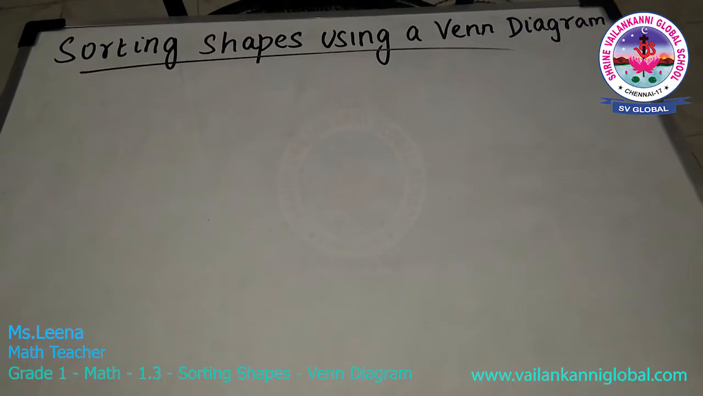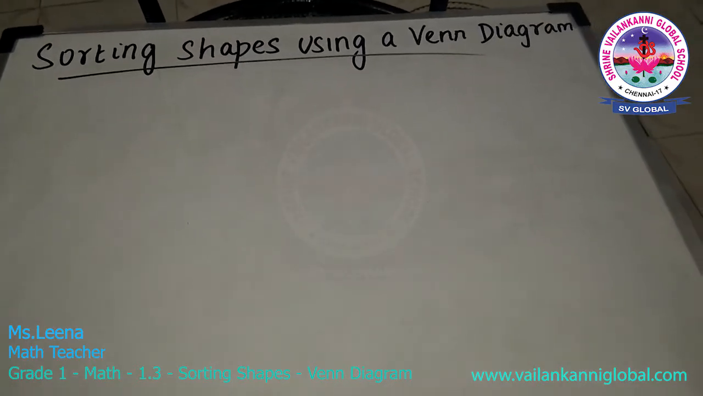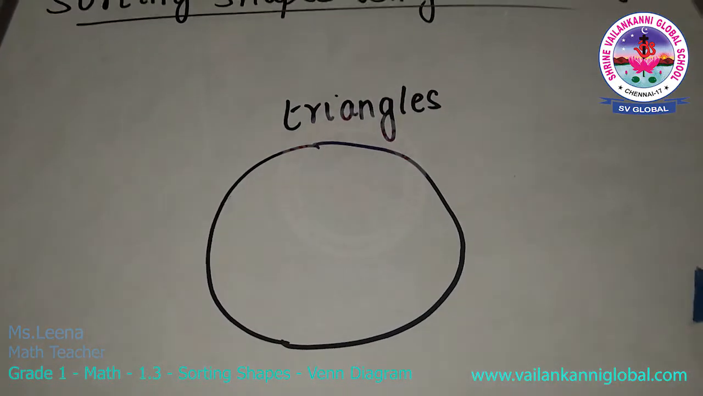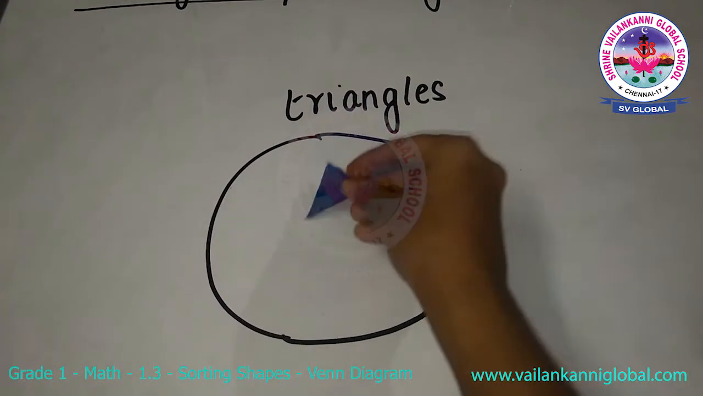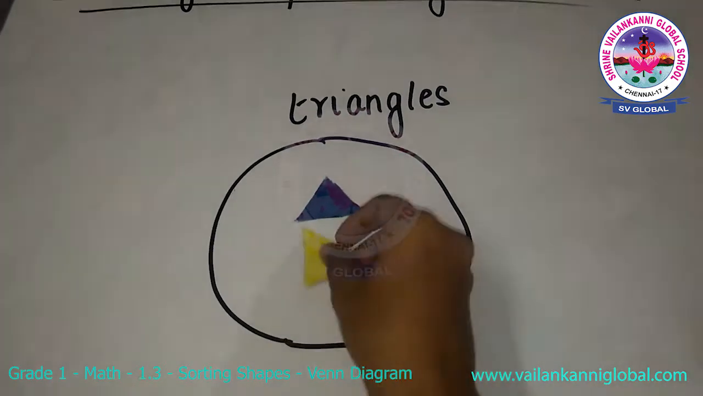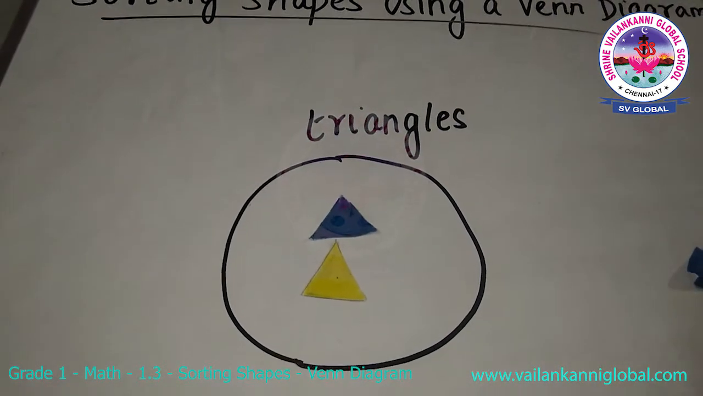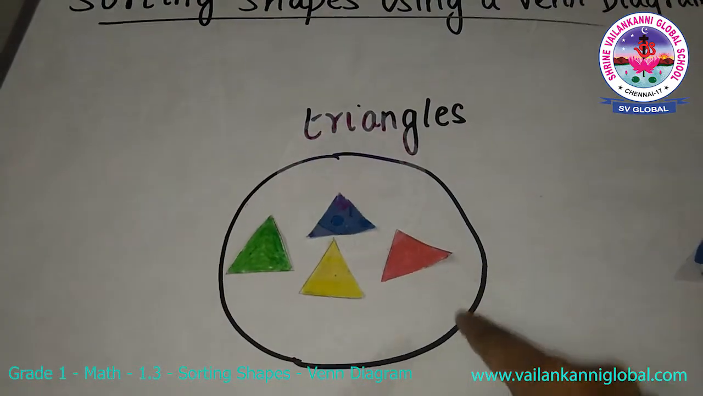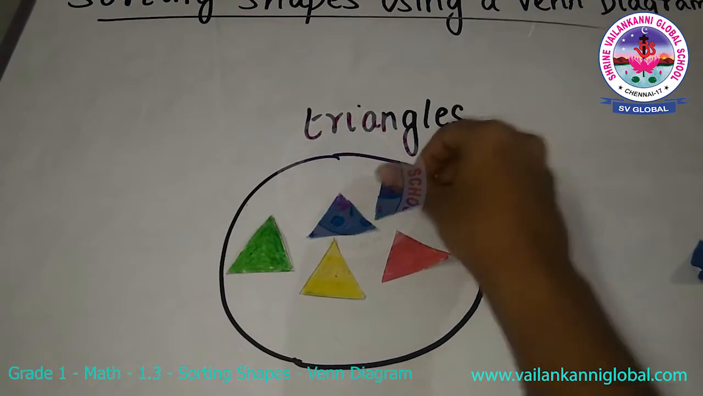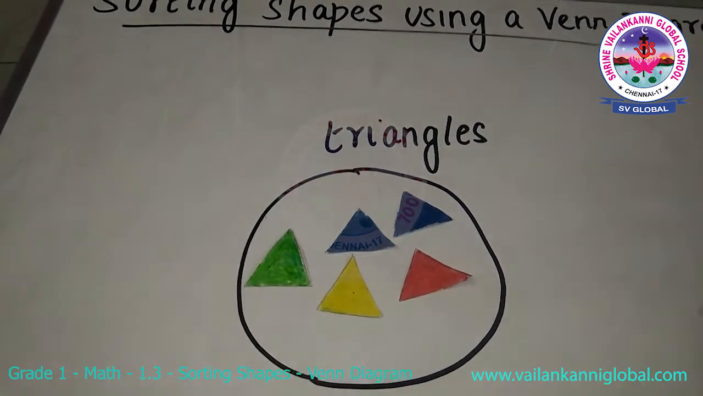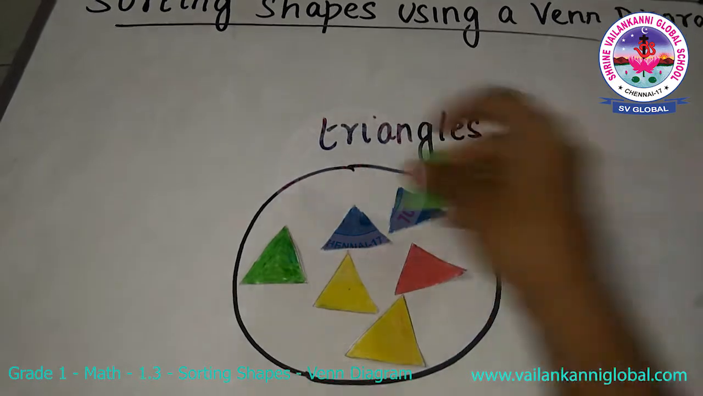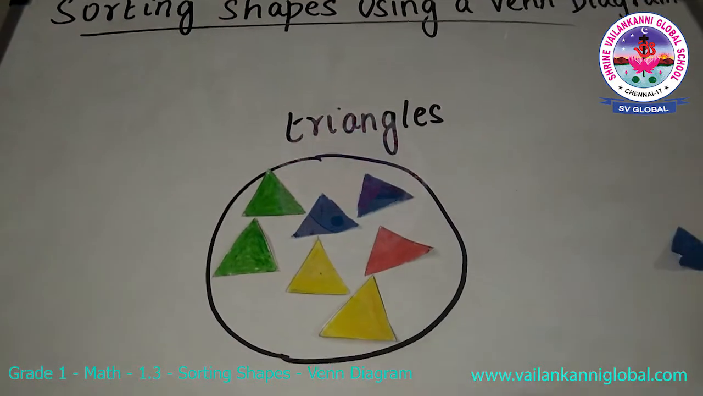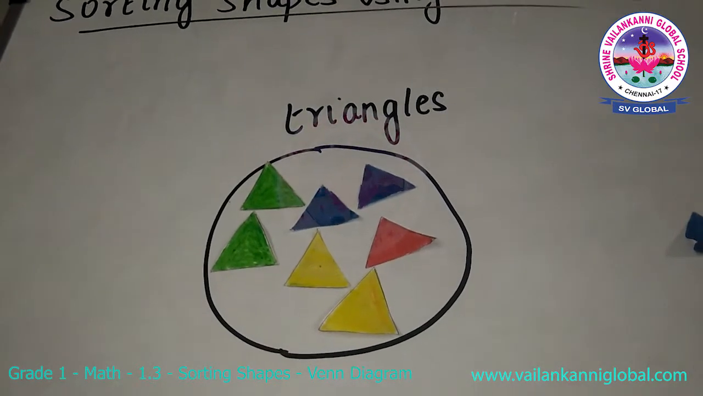The topic is about sorting shapes using a Venn diagram. Now I have drawn a circle which says triangles. So I have triangles with many colors: blue, yellow, red, green, which all are triangles and belong to triangles. Even another blue, another yellow, another green. So these are all triangles, and I have grouped them into the circle which is named triangles.